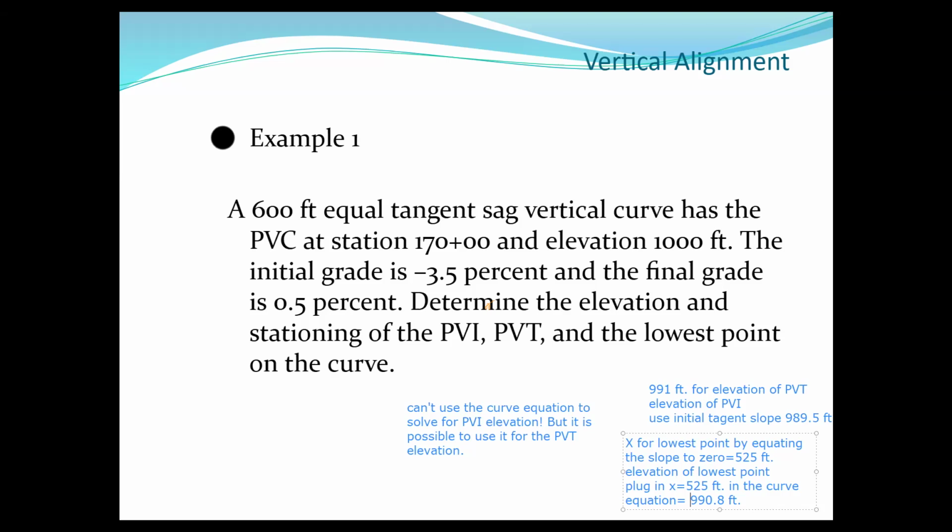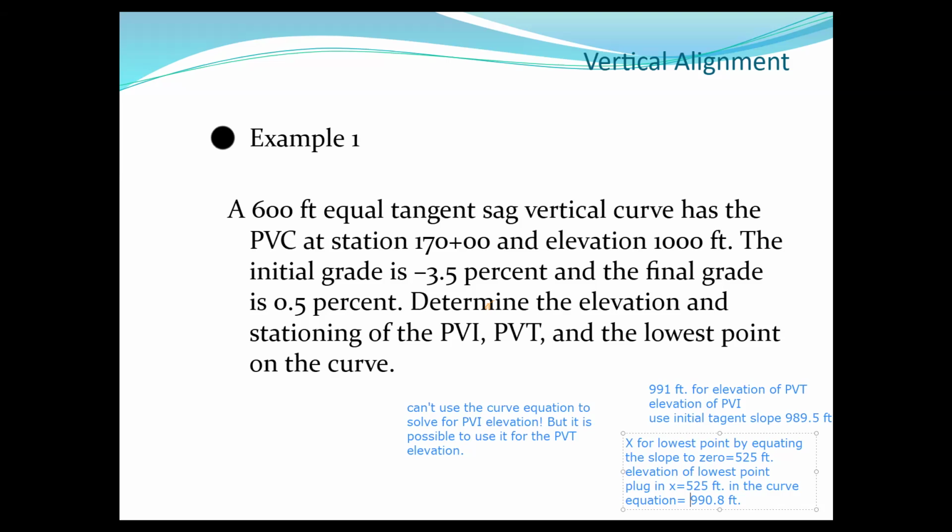So if you can figure out the total change in grade, what is it? G2 minus G1 is 0.5% minus negative 3.5%, right? So that means you're changing the grade overall by 4%. Using this curve, you're achieving a grade change of 4%. Does that make sense for everybody, how we got this?